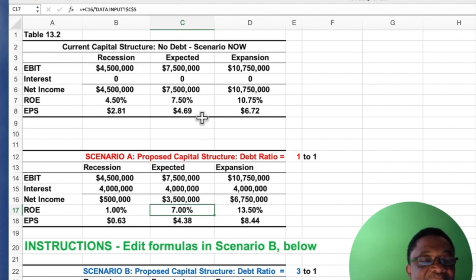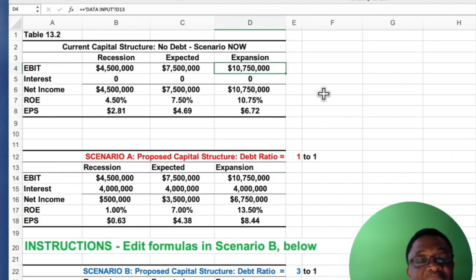Similarly, we see that, again, the firm is better off if we compare earnings per share. If you have EBIT of $7.5 million, then the earnings per share in the no debt scenario is $4.69. In the scenario where you have a debt ratio of 1-to-1, the earnings per share is only $4.38, so it's less than the $4.69.